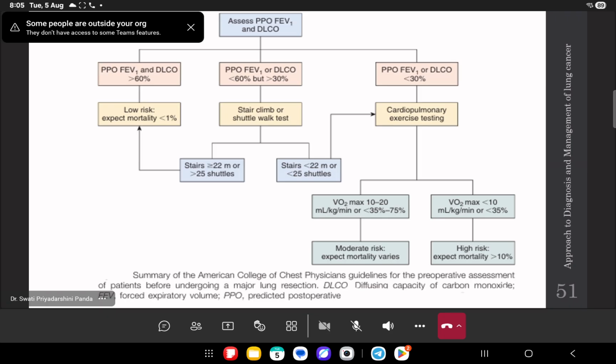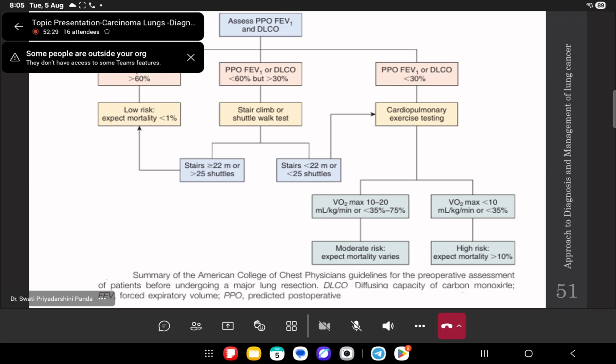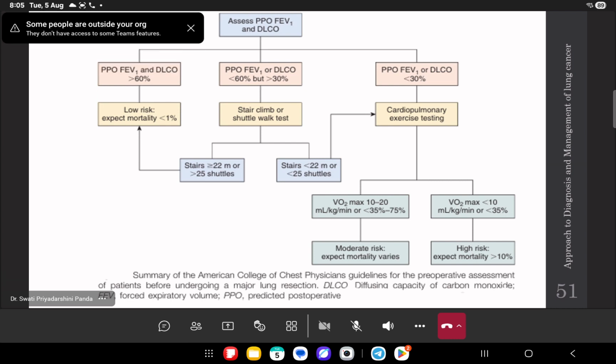This is the summary of the American College of Chest Physicians guidelines. Assess the FEV1 and DLCO. If more than 60%, it is low risk, with mortality less than 1%. If between 60 and 30%, do a stair climbing or shuttle walk test. If the stair climb is more than 22 meters or the shuttle is more than 25, then low risk.